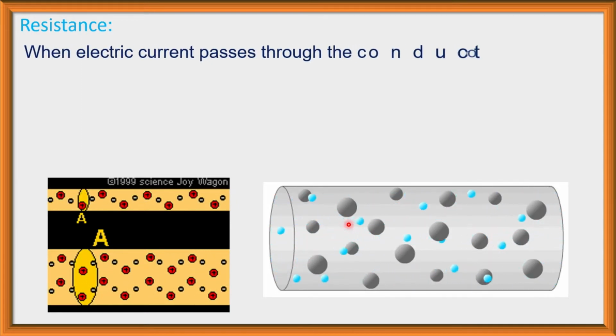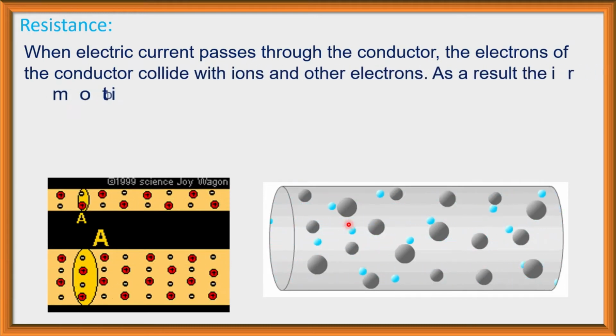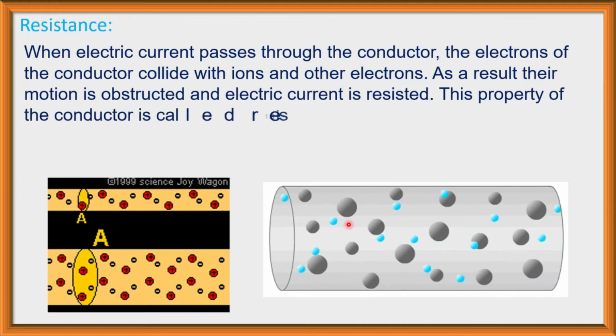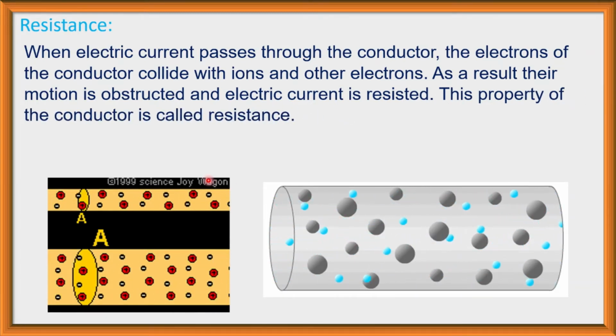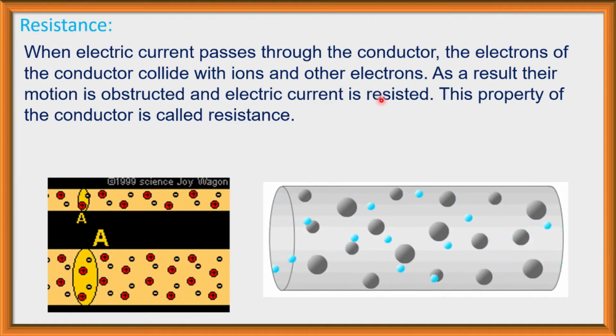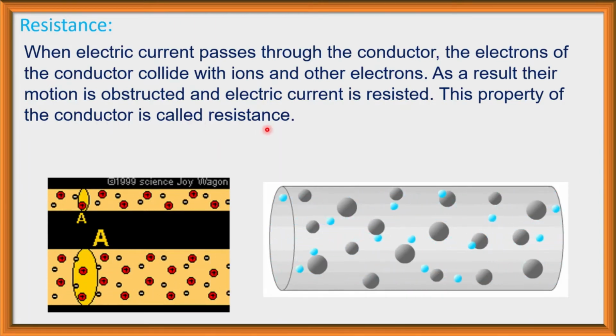When electric current passes through the conductor, the electrons of the conductor collide with ions and other electrons. As a result, their motion is obstructed and electric current is resisted. This property of the conductor is called resistance.